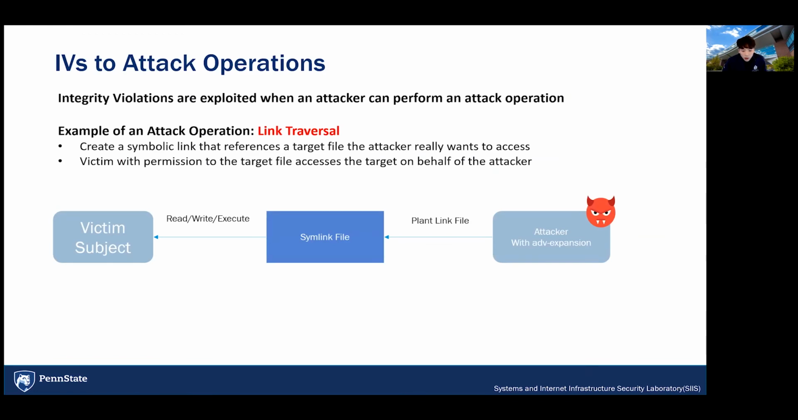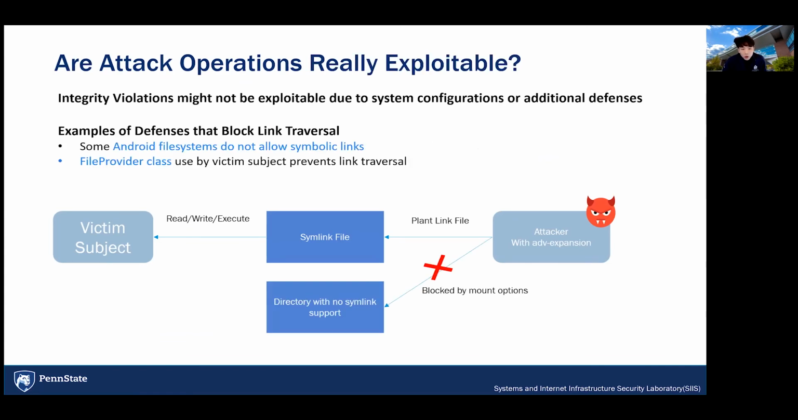So next, we address the problem where an IV isn't exploitable. For example, in the case of a link traversal attack, the adversary must be able to plant a symlink file. However, some Android file systems do not allow symbolic links, so it is impossible to perform such a link traversal attack. And some other Java level defenses, like the file provider clause, will also stop link traversal attacks from happening. So we need to remove such IVs, so that the IV does not transform into a link traversal attack operation.